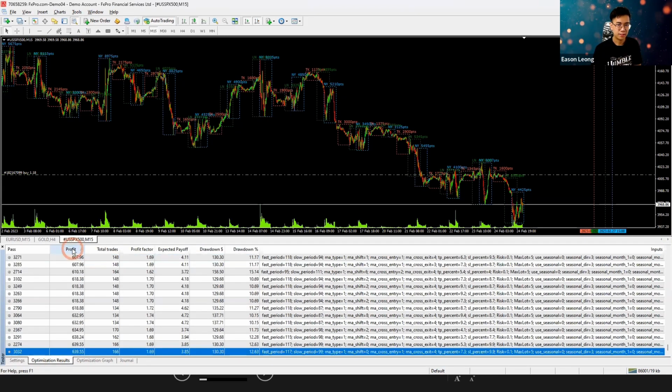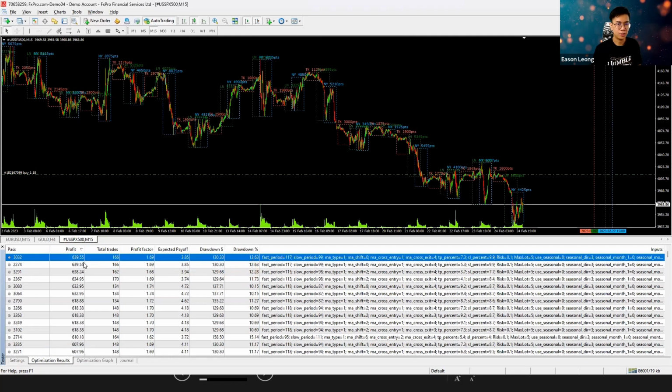In the optimized result here, I can sort it according to the profit. Then I can see the relevant profit, total number of trades opened, and profit factor. So write this down: profit factor, in the simplest way to understand, is equal to risk reward. Then you've got expected payoff, your drawdown in dollars, and your drawdown in terms of percentage.